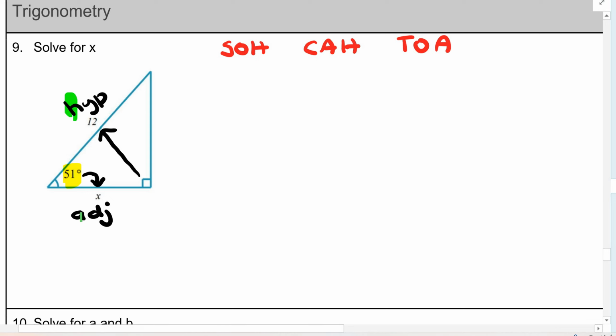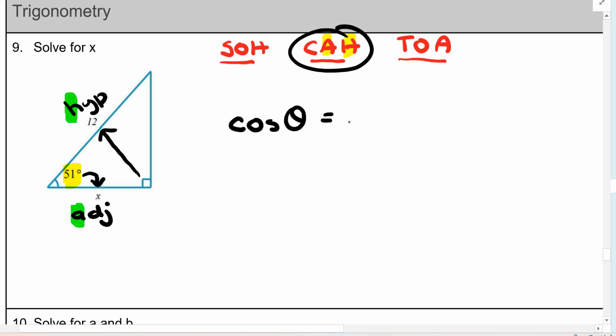Okay, so I have an H and an A. So if I look at my acronym here at the top, SOHCAHTOA, which one has an A and an H? Well, it's the CAH, right? So if I use this part of the acronym right here, CAH, the way we write that is cos of the angle is your adjacent divided by your hypotenuse.